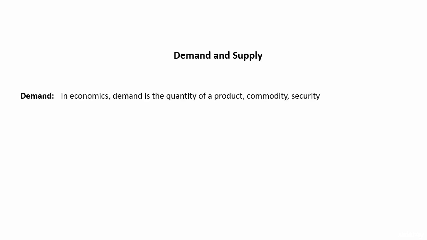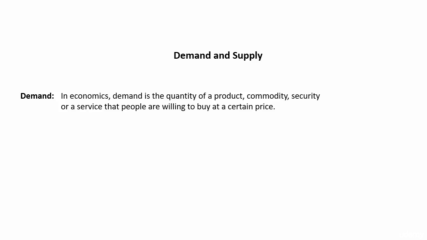So let's discuss what demand and supply really mean, which are the main force to execute the market. Demand in economics is the quantity of a product, commodity, security or a service that people are willing to buy at a certain price. For example, when you want to buy a jar of milk for $5, then you have created the demand for milk to be sold at the price of $5.